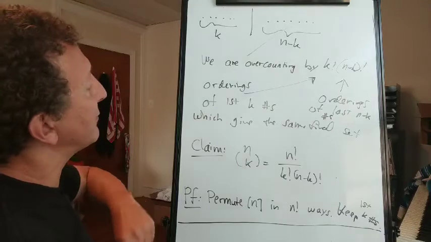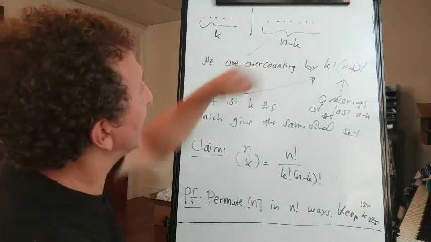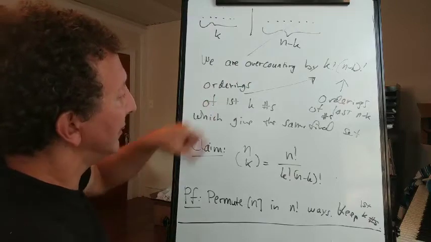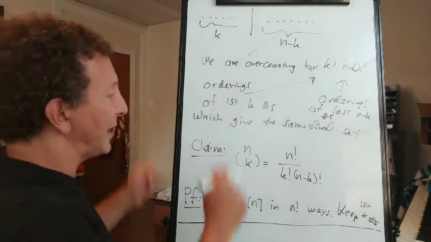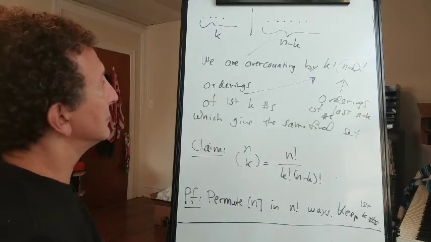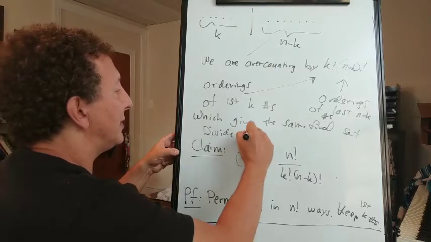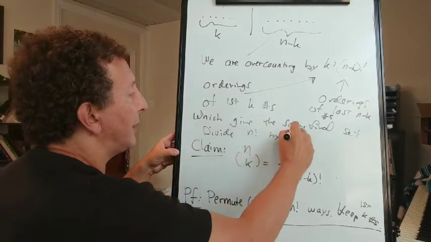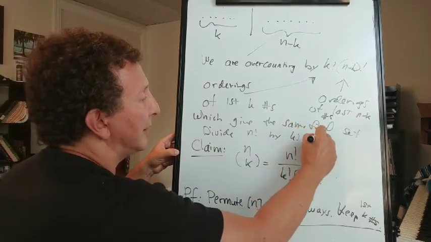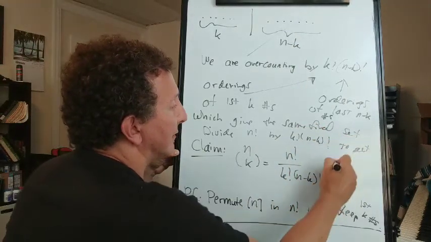So if we correct for the overcounting by k factorial times n minus k factorial, we'll divide by those and we'll get precisely this formula here. So we divide n factorial by k factorial times n minus k factorial to get our answer.